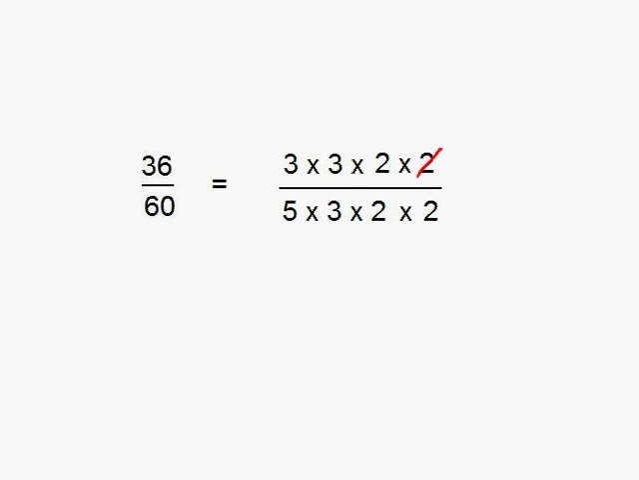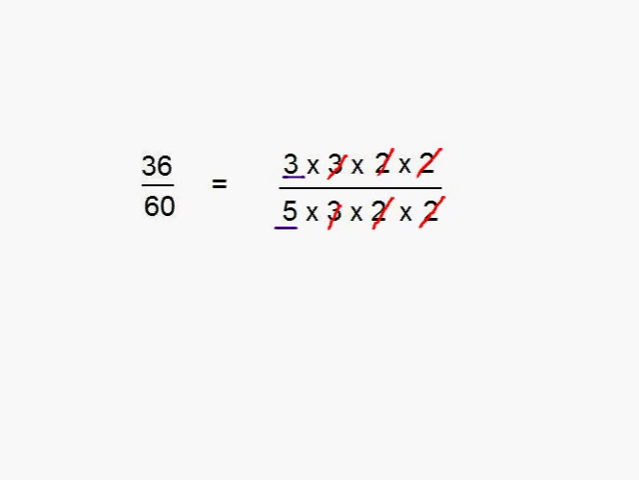We have a 2 that appears in the top row and the bottom row. Next, we have another 2 that appears at the top and bottom, so we will cross it out as well. And then we have a 3 that appears at the top and bottom, so we're going to cross it out. And last, we have a 3 at the top, but it does not appear at the bottom, so we cannot cross it out. And we have a 5 in the denominator that appears at the bottom but not at the top.